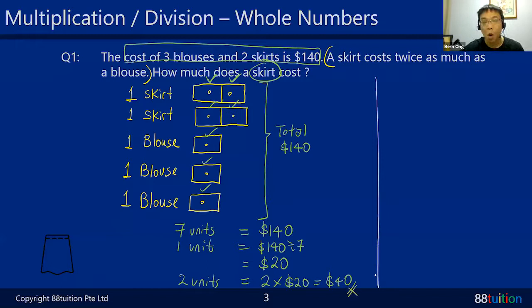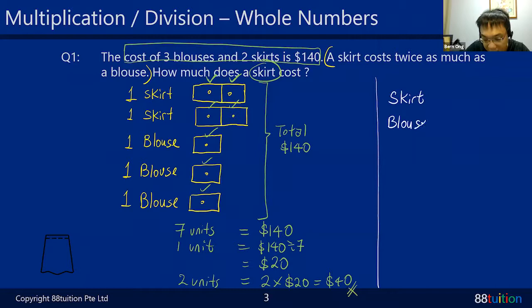What if they say the cost of 20 blouse and 15 skirt? Have to draw 20 of the units. Have to draw 15 of the units. Then that would be a problem, right? It would be time consuming and you're not using your time wisely. So don't worry. If you can learn this other method, I think it's faster. What is the basic information again? You have skirt and you have blouse. This is another method. I think it is faster.